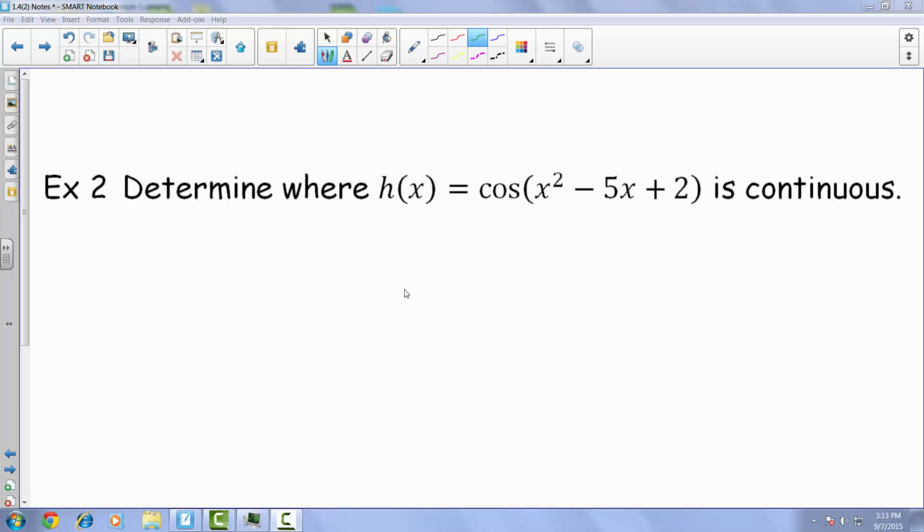Here we are at example 2 from our 1.4 number 2 set of notes. We're asked to determine where h of x, which is equal to the cosine of x squared minus 5x plus 2, is in fact continuous.